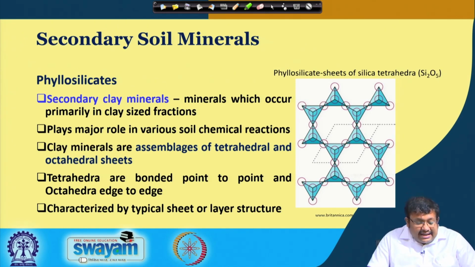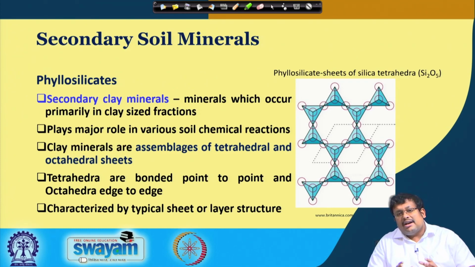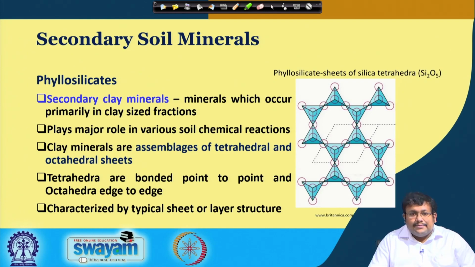And remember that in clay minerals, the tetrahedra are bonded point to point, which we have already discussed, whereas the octahedra are bonded from edge to edge. So, it is basically characterized by the typical layer or sheet-like structure. Remember, phyllo means phylum or leaf-like structure, so the name came from this leaf-like shape. So, these are the clay minerals. As you can see here, this is a structural unit of the phyllosilicates.